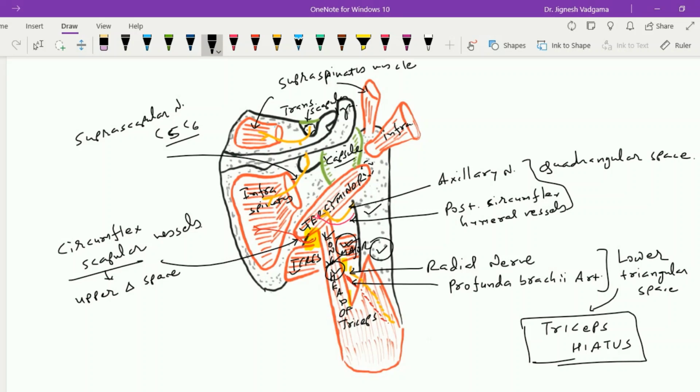This teres minor muscle, as we already discussed, is going to be supplied by the axillary nerve, which also has the root value of C5 and C6. And this teres major muscle is going to be supplied by the lower subscapular nerve, which is actually the branch to the subscapularis muscle, which is a branch of the posterior cord of the brachial plexus.